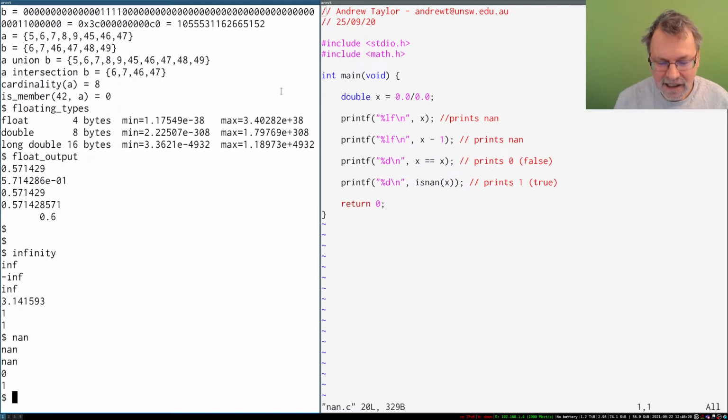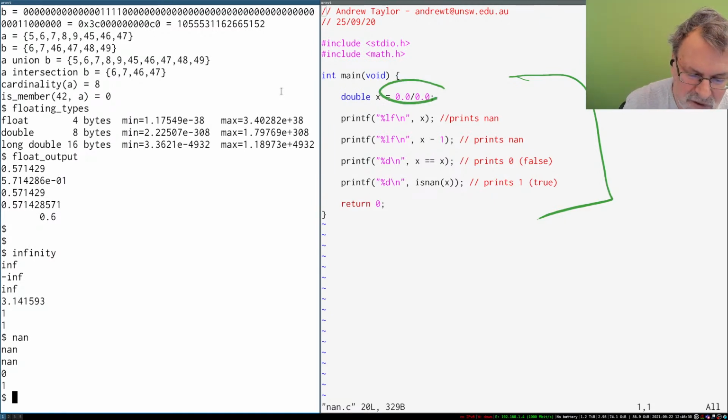Now again, this consistent logical handling of what happens when you do something that's not sensible, this is amazing. This makes floating point arithmetic so much better, so much safer. This and the last one, inf and nan, they save lives.